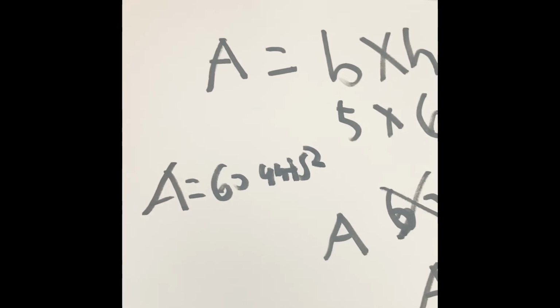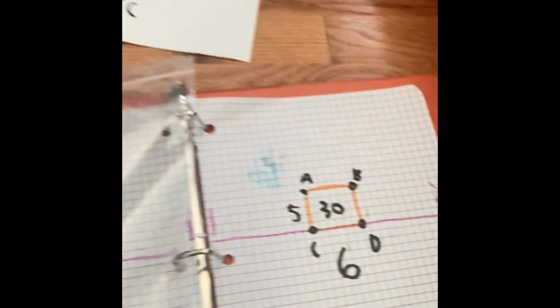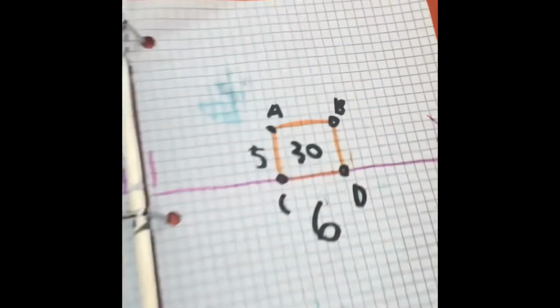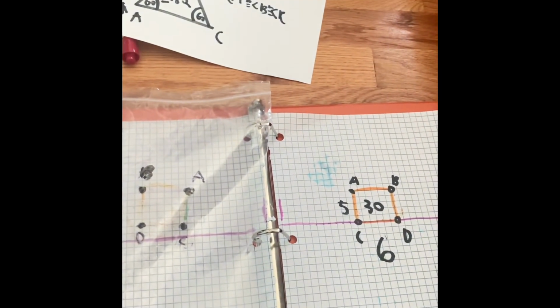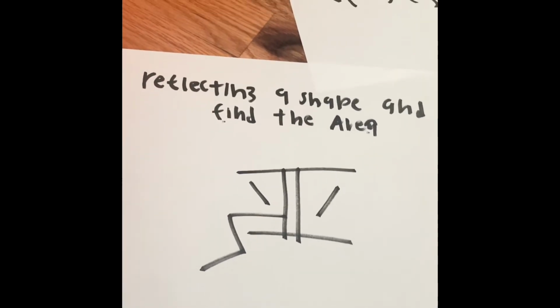So we have successfully reflected the shape from one side to the other side and also found the area of both of them together. I hope this video has helped you understand reflecting a shape and finding the area.